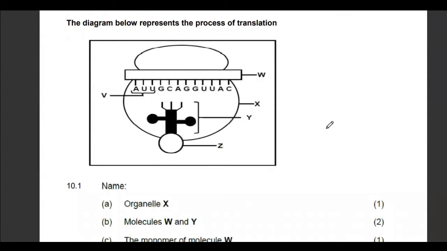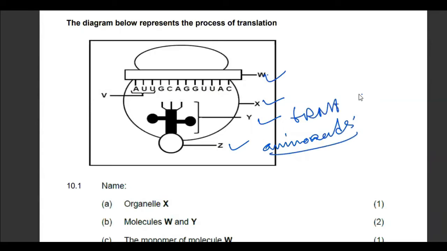And then when you come here, this is translation, because it is occurring on the ribosome. So what is A? A is messenger RNA. B is the ribosome. And what is C? C is the transfer RNA. What is Z? Z is the amino acid, the monomers of the protein. And then this is the transfer RNA, you have seen it, this is the ribosome, and this is the messenger RNA. So basically, you need to do that.